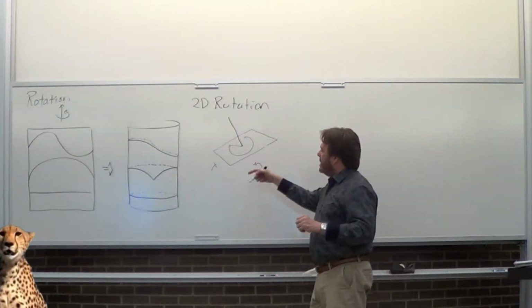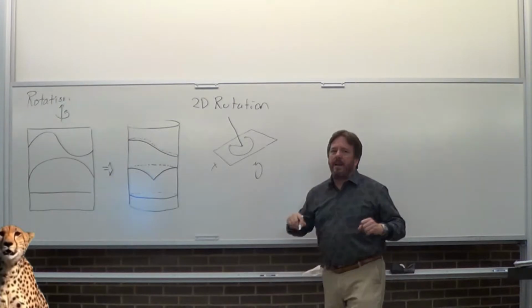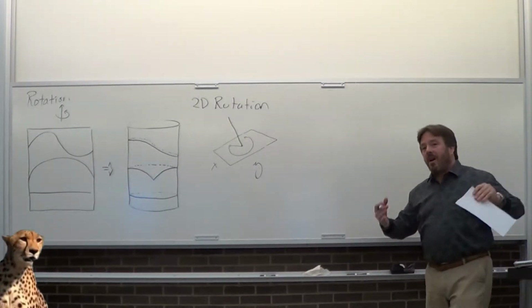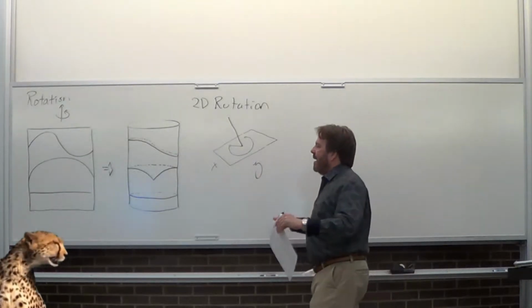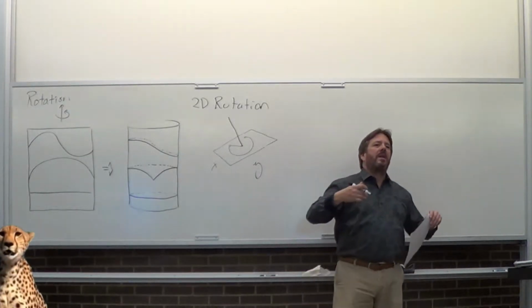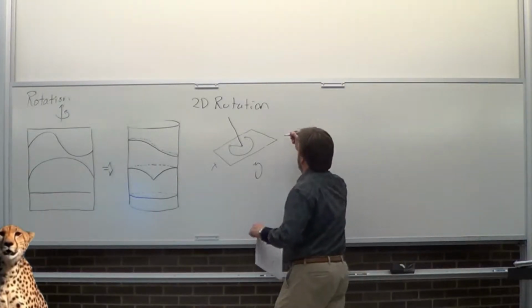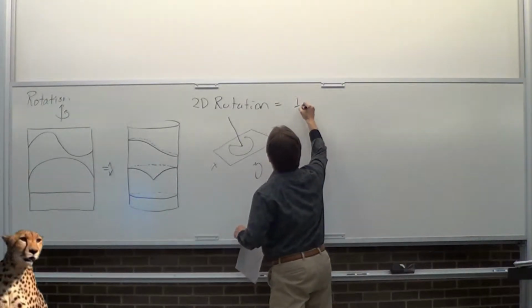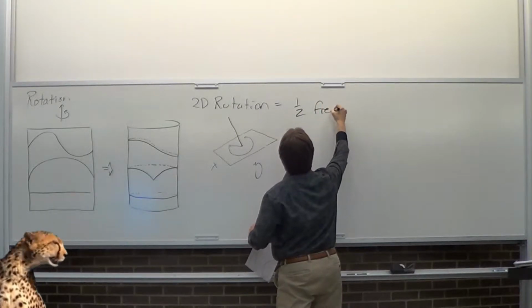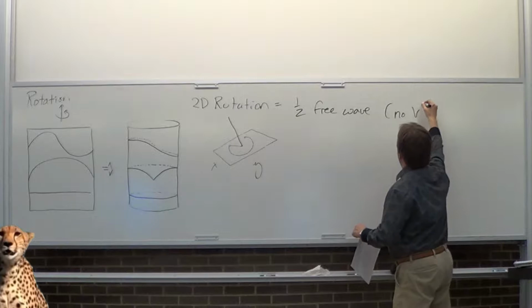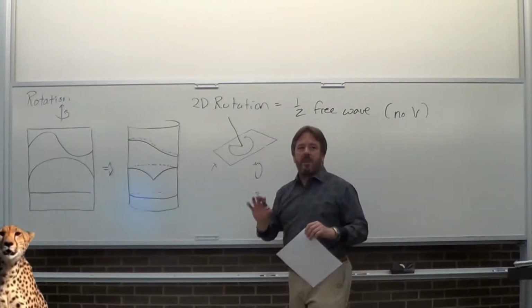Okay, so XY plane, things are rotating. First solve, as you're hopefully used to, the wave functions, make sure they work in the Schrodinger equation, and then see what else you can get from that. So 2D rotation, the wave functions, it's about half free wave, and that's because we don't have a potential. We'll do this with no potential energy.